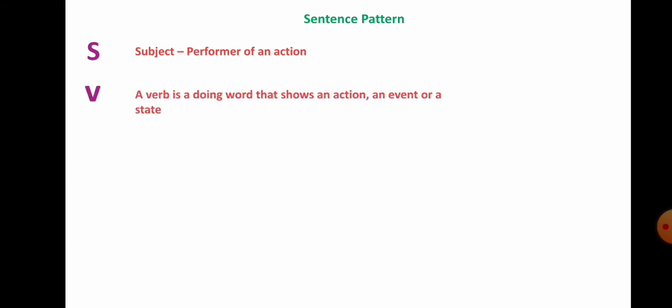Before just dealing with the sentence pattern, you should know about the elements of sentences. S stands for, as you know, subject. The subject always refers to the performer of an action, one who does an action. Next one is the verb. The verb is an action word. What is performed by the subject is called a verb. It may be related to an action or an event or a state.